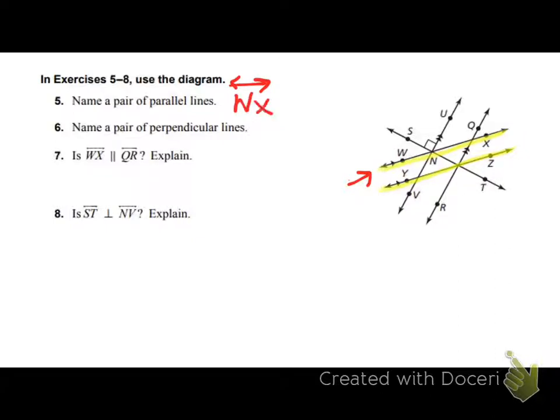All right, WX. What does the parallel symbol look like? 2 straight lines. 2 vertical straight lines. And then let's name this bottom YZ.